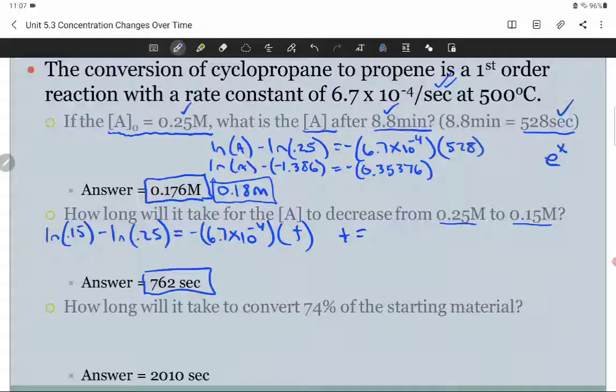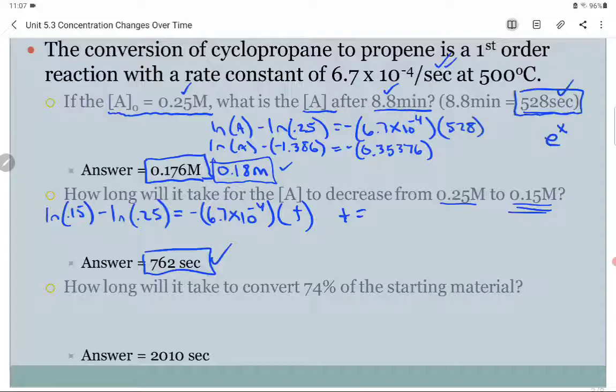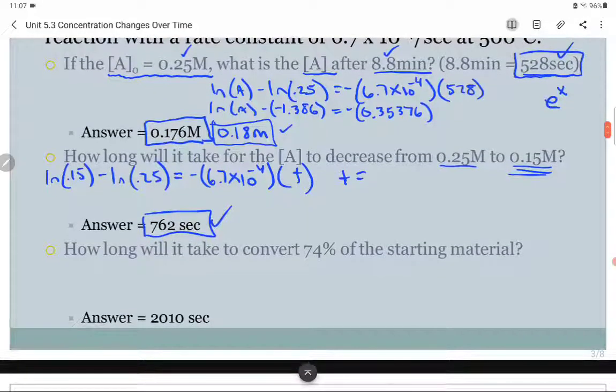Let's make sure that we like that number. So in the previous question, it took 528 seconds to go down to 0.18. So if we want to go a little bit lower than 0.18, it's going to have to take more time, and that certainly is more time than the last one. So that appears to be in the ballpark of correct. You guys should try to be analyzing these if you can each time.